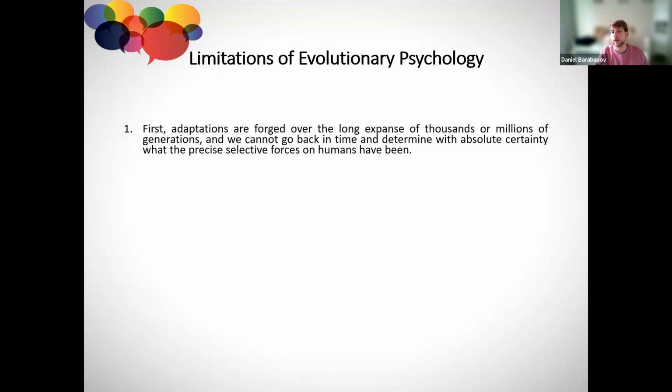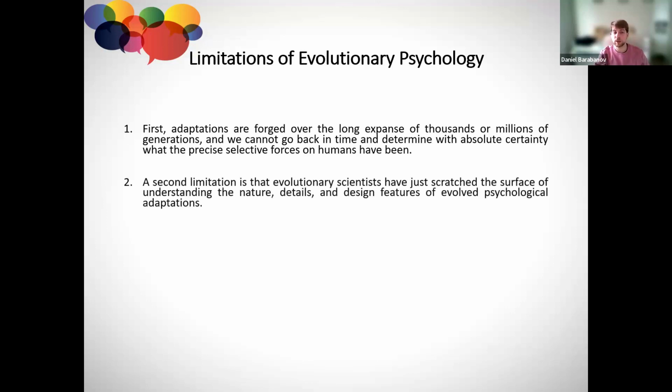And we cannot go back in time. We don't have a time machine or something to determine with absolute certainty what the precise selective forces on humans have been. So because we cannot teleport back in time, we actually only speculate based on different archaeological findings what the environment was, for example, 200,000 years ago or a million years ago when other Homo species were emerging, Homo sapiens' predecessors.